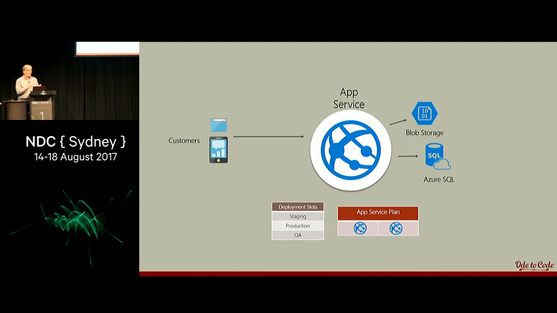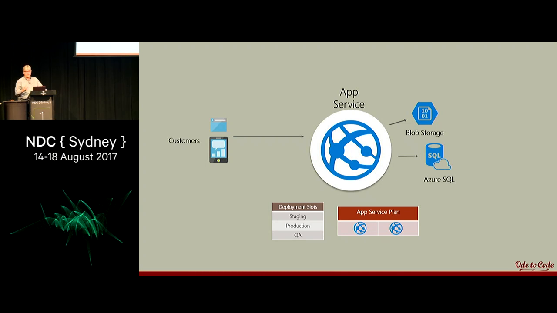App service plan is, what hardware do I want to run it on? I might want to run it on a 2-core machine with 7.5 gigabytes of memory, or I might want to run it on a 4-core machine. But once I define my app service plan for my app service, I can also describe how many instances of that app service plan that I want.